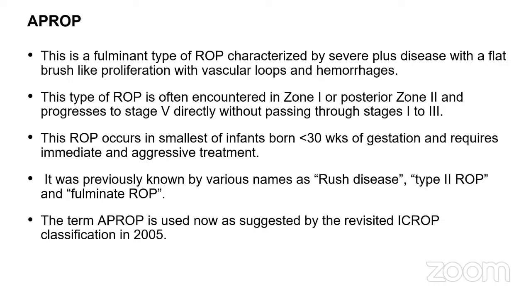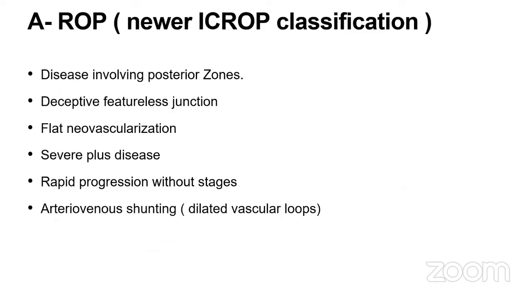So this is aggressive posterior ROP, which requires urgent treatment. Previously it was known by various names such as rush disease, type 2 ROP, and fulminant ROP. This APROP was coined in 2005. Again, in the newer classification, they have terminated the term APROP. They have just called it aggressive ROP.